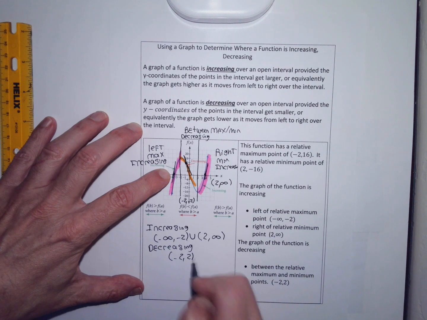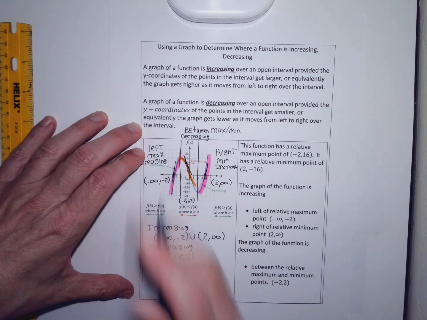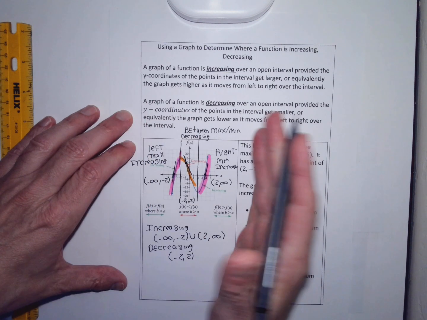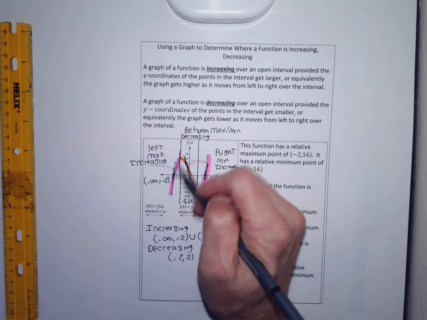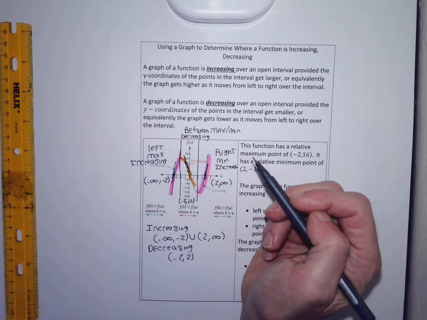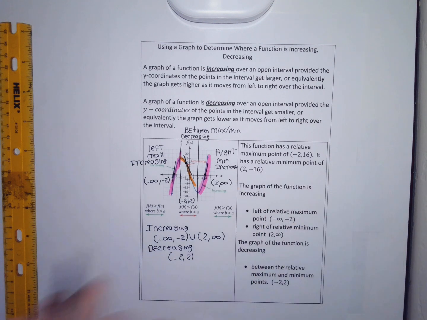Again, when I'm segmenting the graphs into the regions on either side of a maximum or minimum point, or between maximum and minimum points, I only use round parentheses. It's going to be important to be able to decide if a graph is increasing in an interval or decreasing in an interval by just inspection, and then with calculus.